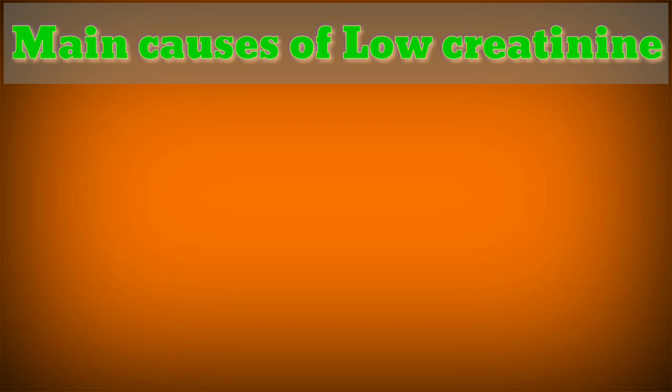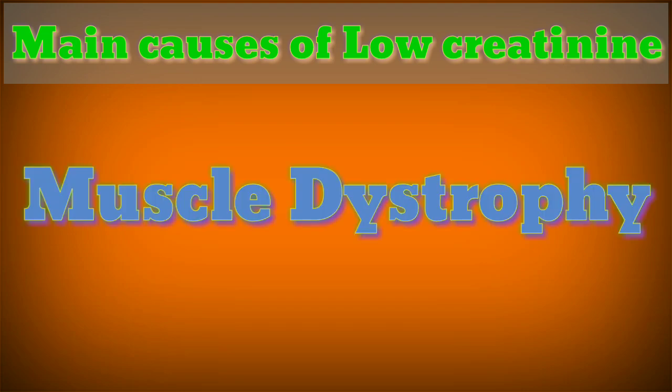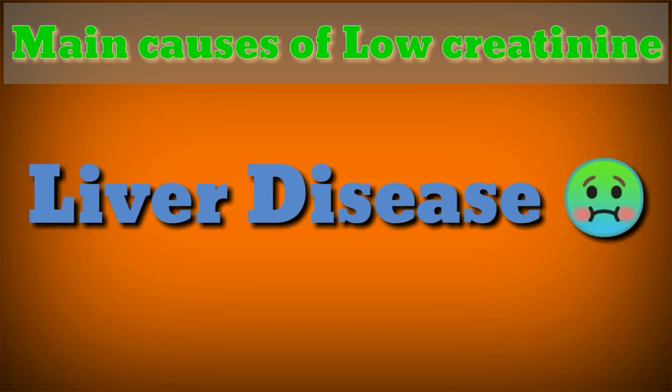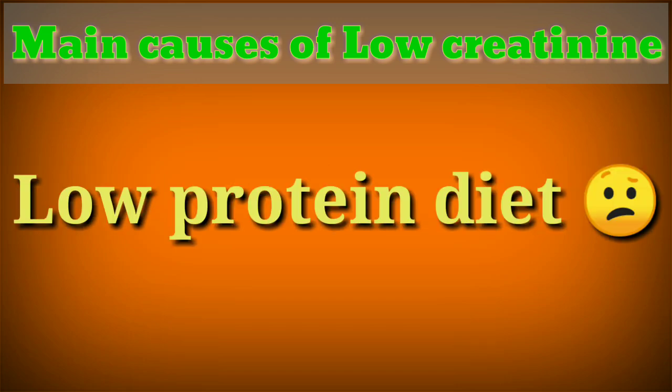Next we have the main causes, conditions or diseases in which the creatinine level gets low or decreases. First we have muscle dystrophy. It is the condition in which the muscle is degenerated, or we can say weak. Next we have liver diseases. In case of liver disease, the creatinine level will also get low. Next we have low protein. When we take low protein in the diet, it will also cause a low level of creatinine.